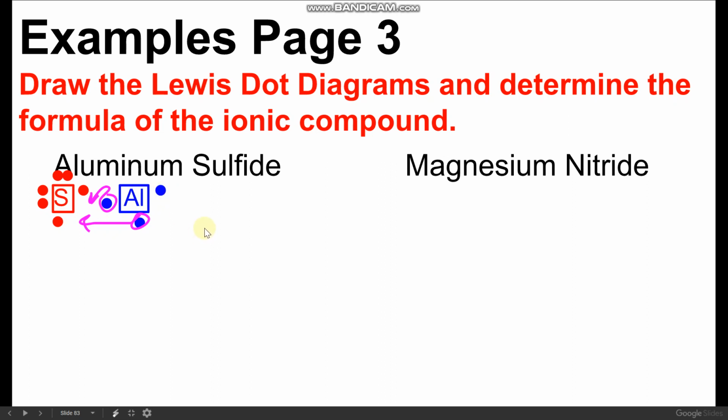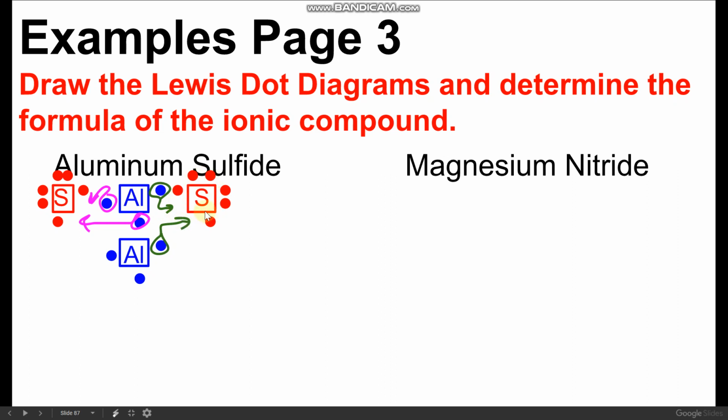So again, just like before, we're going to fix this by adding another sulfur ion. So we'll draw another Lewis dot diagram for sulfur over here. Okay, then aluminum can donate its last electron right here. But now this sulfur atom isn't full. So how do we fix that? Well, now we've got to draw another aluminum with 3 dots around it. 1, 2, 3. And then this aluminum can donate one of its electrons over here. But now this sulfur atom's full.